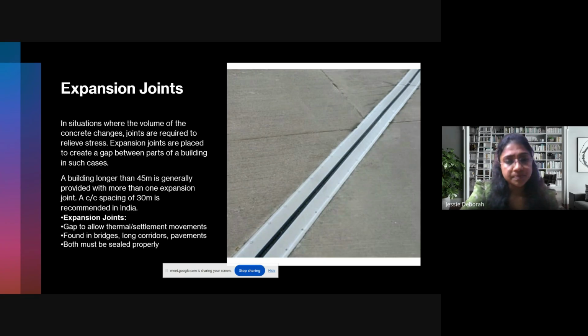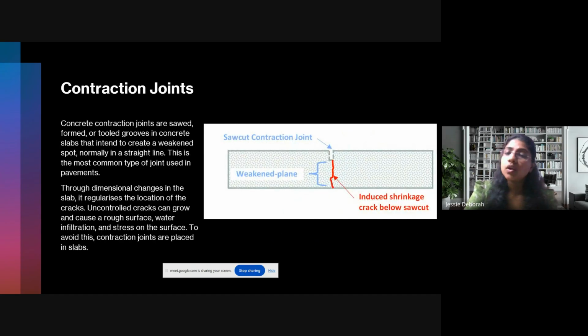So what does this do? This is the gap that will allow your thermal and settlement movements. Okay, these are found in long bridges, corridors, pavements, and they have to be sealed properly. If they are not sealed properly, what will happen? Water will enter through and it will create problems. Okay, now looking at contraction joints.